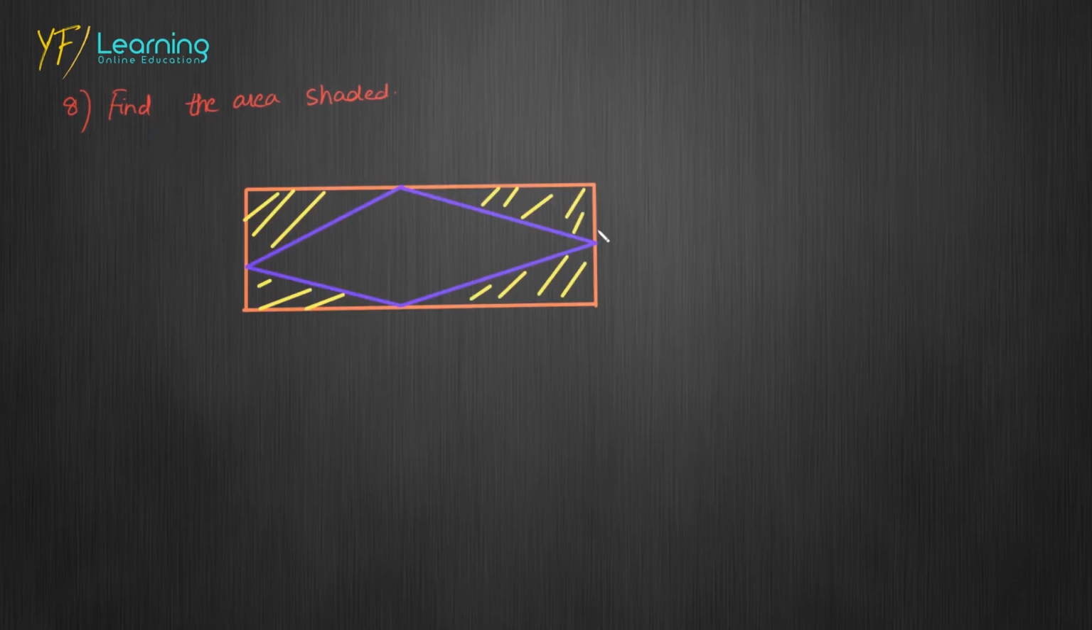Question number 8. Find the area shaded. In this figure we have to find this yellow shaded area. This is a figure of a rectangle, and in this rectangle a kite is there.